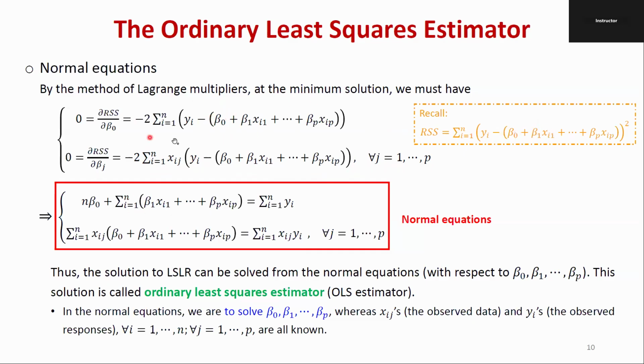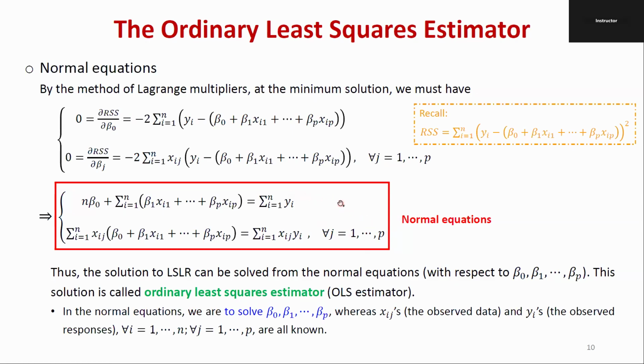So, okay, now I have this 0 should equal to this, 0 should equal to this. And now I just remove this -2, and reorganize the items. I have these equations. They are called normal equations. So how many equations do I have here? I have one equation, which is here. And I have p equations: for each j, I have an equation, so totally p such equations. And I have one equation here. So totally, I have p plus 1 equations, right?